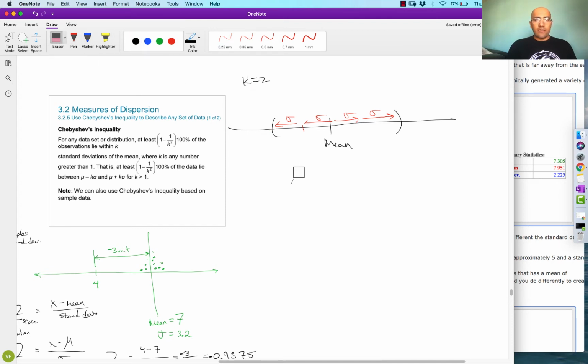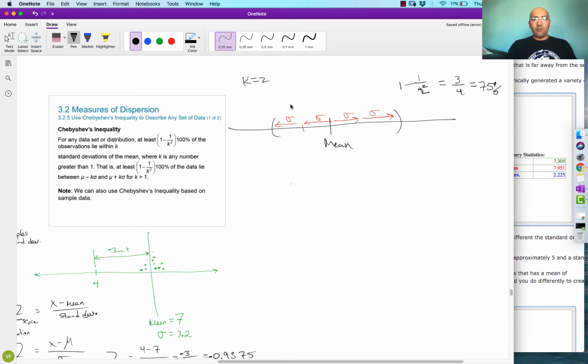So my little formula says that according to Chebyshev, it doesn't matter what the distribution is, we will get at least 1 minus 1 over k squared. So in this case, it's going to be 2 squared, that's going to be 1/4. 1 minus 1/4 is equal to 3/4, or at least 75% of the data, or more.